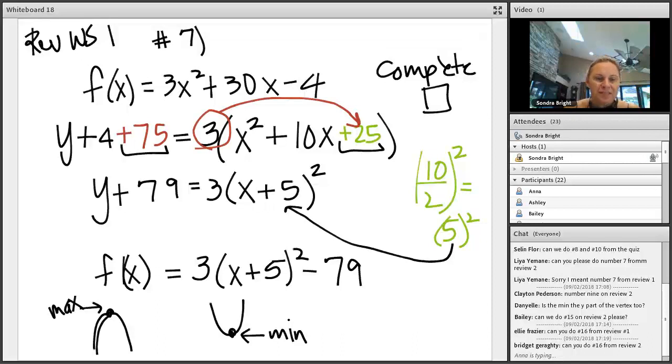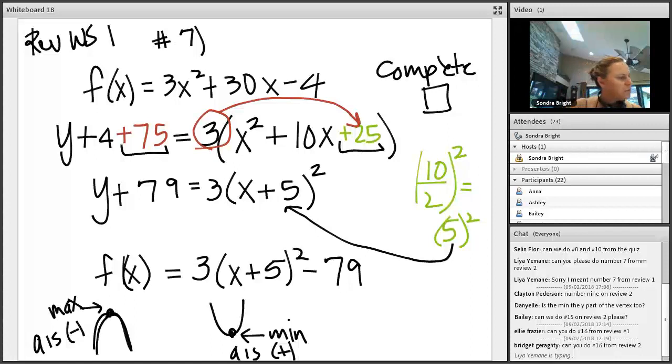If you remember, if it opens down, that means that A is negative. You'll have a negative in front, and when it opens up, then your A is a positive number in front there. And so yes, you find the maximum or the minimum the exact same way, and that's by finding the vertex, and it's always the y part of the vertex.